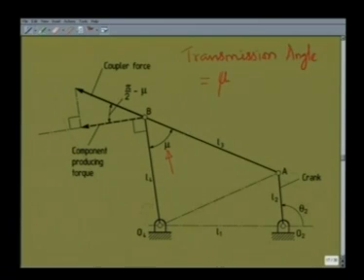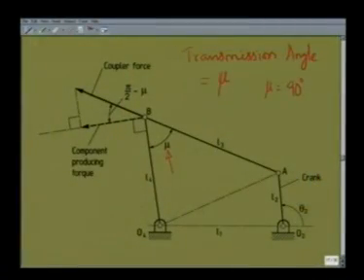Obviously, the best possible value of mu is 90 degree. Then the entire coupler force is used to produce torque about O4 to drive the follower. However, as the mechanism moves, this angle mu changes, but one has to ensure that mu does not fall below a particular minimum value, and normally the minimum value of mu is prescribed around 30 degree.